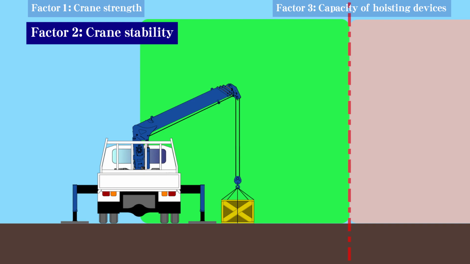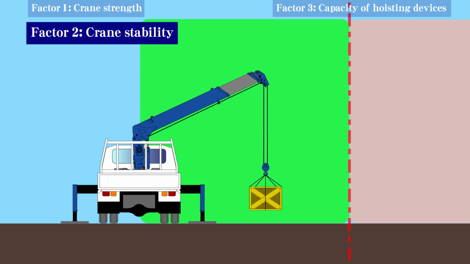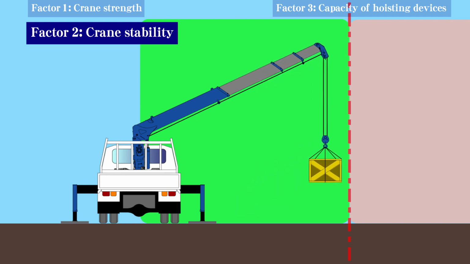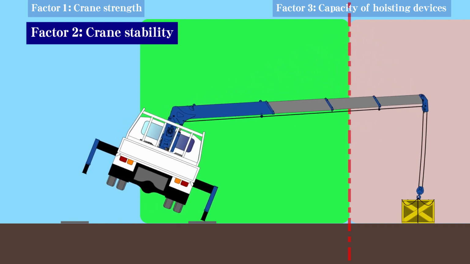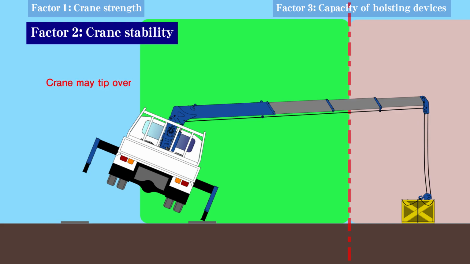Factor 2 is crane stability. This indicates how stable the crane is. If the load weight on the crane exceeds the empty chassis rated capacity, the truck-mounted crane may tip over.